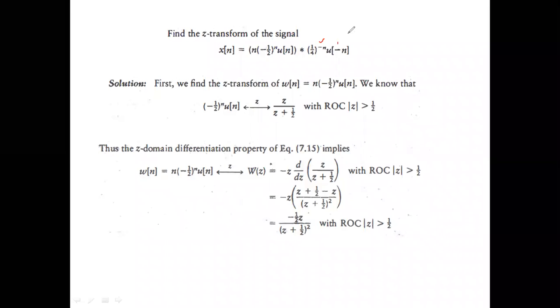So this is where we apply the time reversal property. Then there is a convolution here. That means we will apply the convolution property, the convolution becoming the multiplication. And then there's n getting multiplied here, n getting multiplied here.